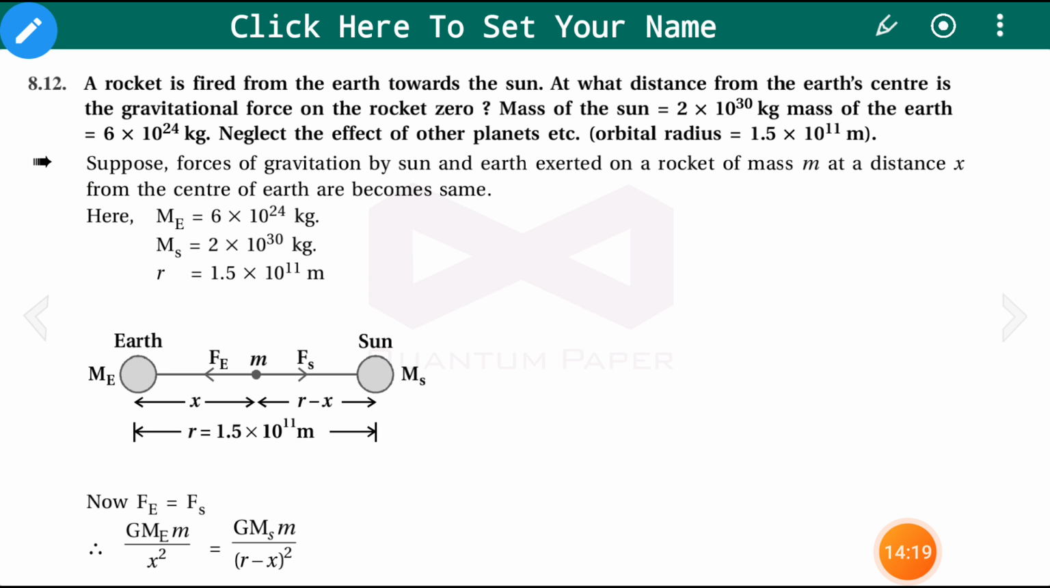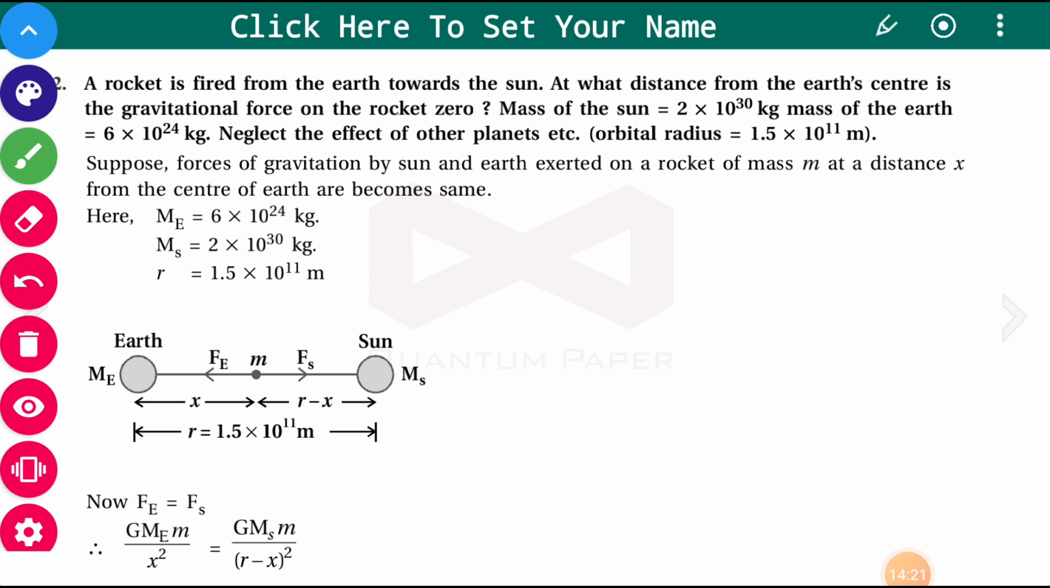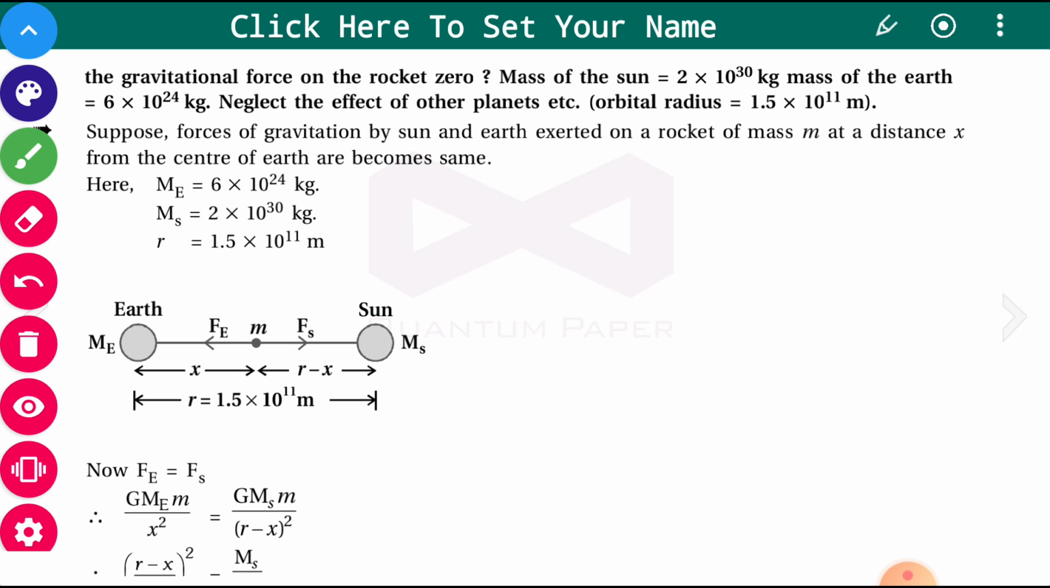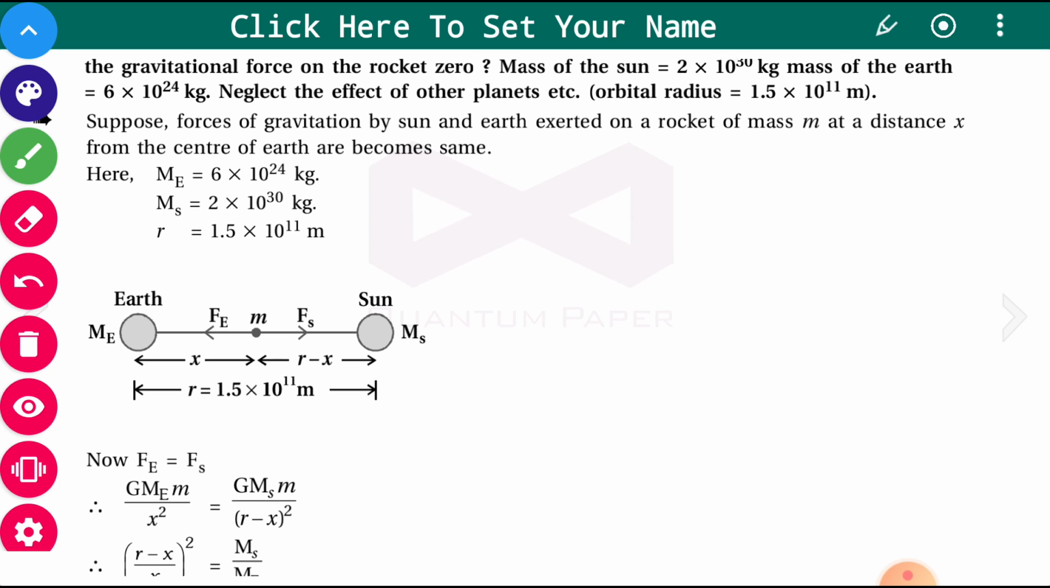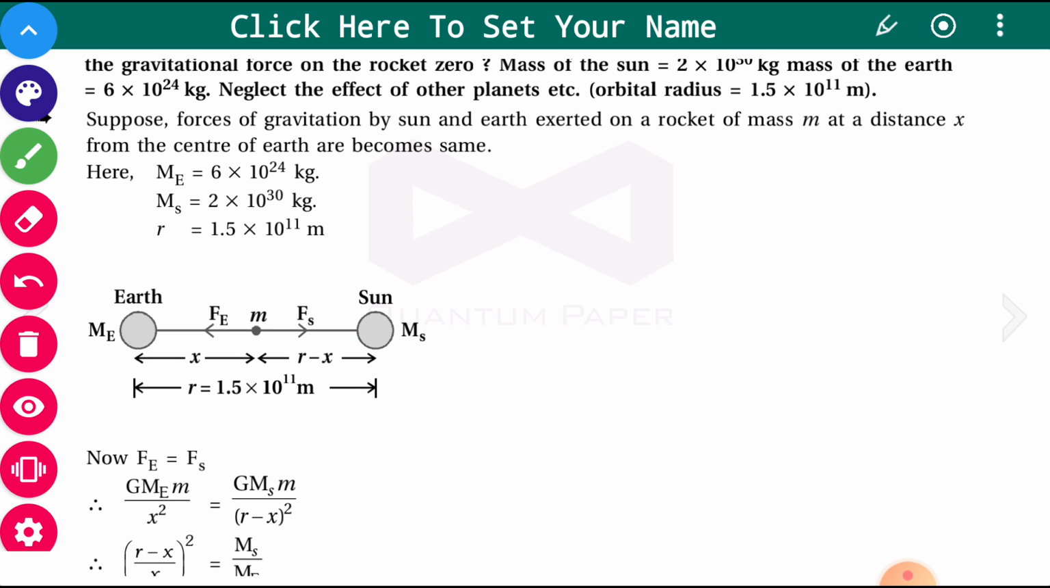Now example number 8.12, others are question answers that you can prepare on your own. A rocket is fired from the earth towards the sun. At what distance from the earth's center is the gravitational force on the rocket 0? Mass of the sun is 2 into 10 raised to 30 kg. Mass of the earth is 6 into 10 raised to 24 kg. Neglect the effect of other planets. Orbital radius of the earth is 1.5 into 10 raised to 11 meters.